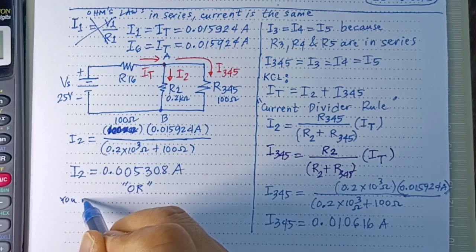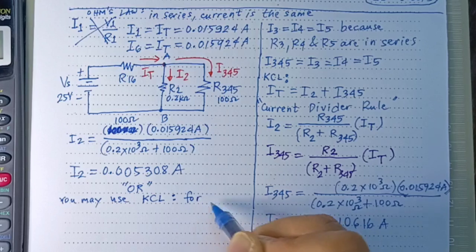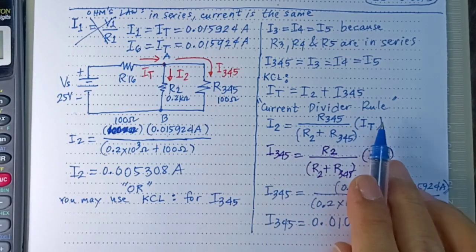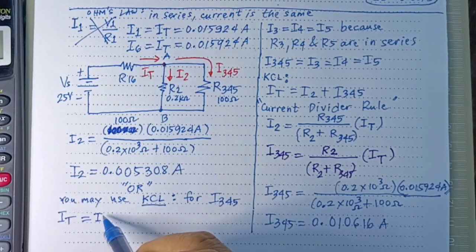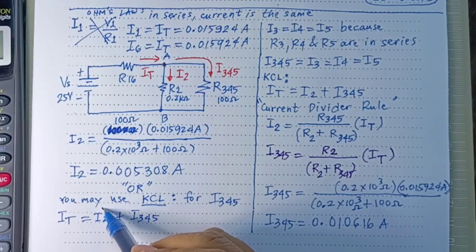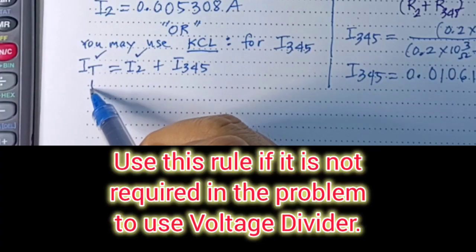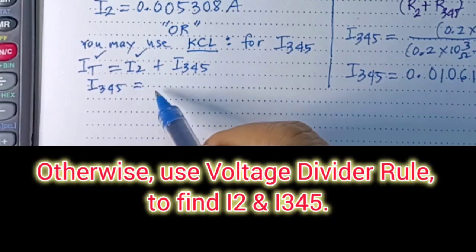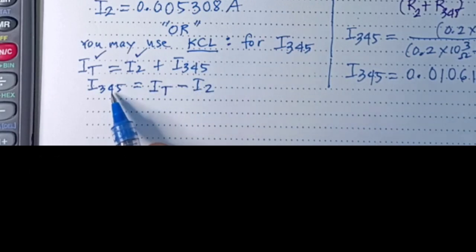Or, if you want, you may use Kirchhoff's current law for I345. If it is not required to use the current divider rule, you can use another rule, KCL, which is I total equals I2 plus I345. So if you already know I2 and you already know IT, we can get the other current, I345, by simply subtracting I2 from IT. So we will write IT minus I2, and I'll get I345, right?